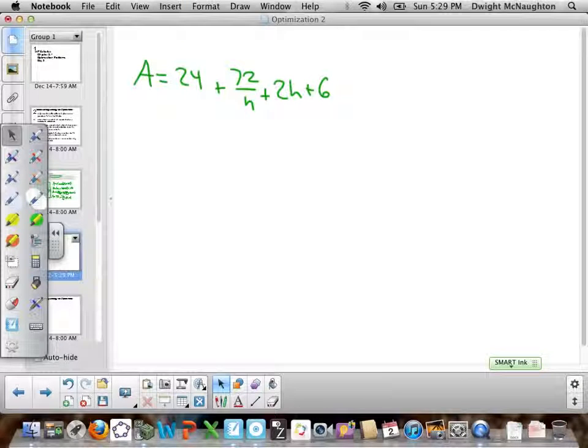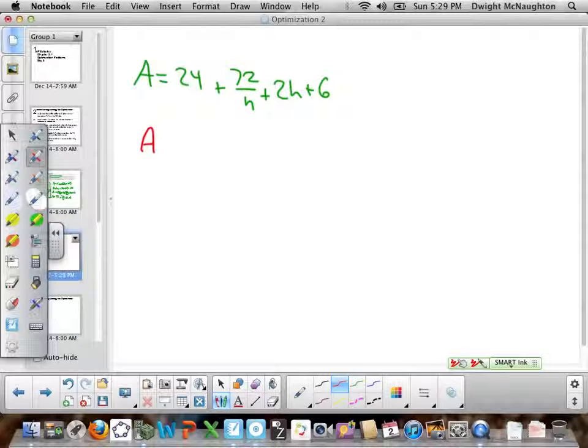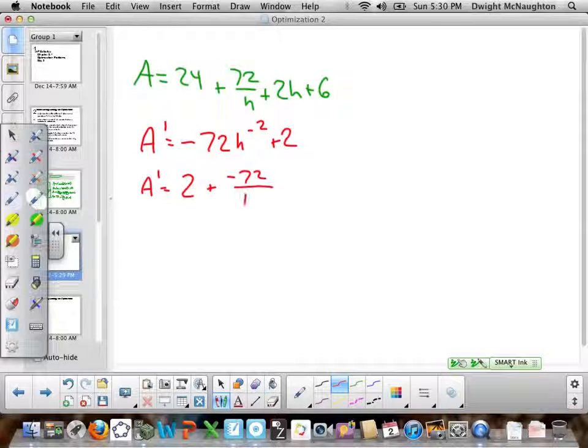A prime equals 24 derivative is 0. 72 over H, that's 72H to the negative 1, so it'll be negative 72H to the negative 2, plus 2 plus 6, which derives down to 0. All right, so find our critical numbers. Let's get this into fraction form. So this is negative 72 over H squared plus 2.